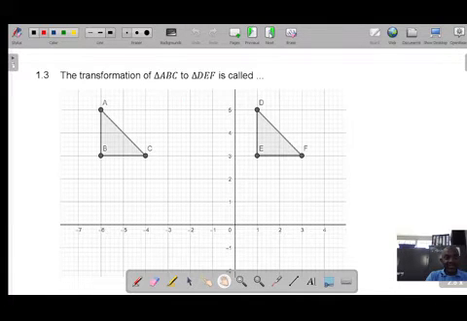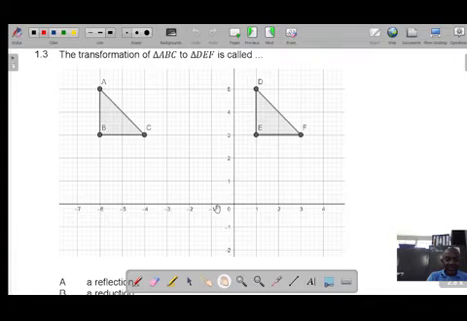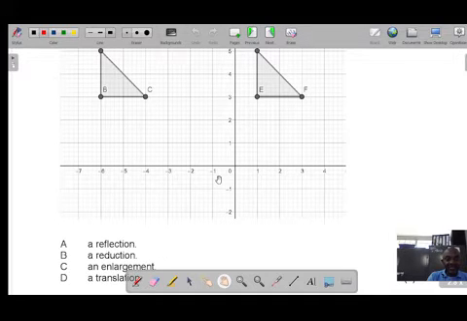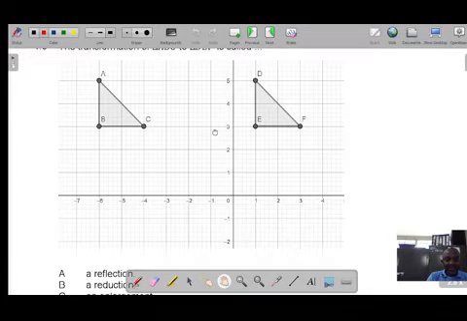1.3 says that the transformation of triangle ABC to triangle DEF is called... Let me read it again. The transformation of triangle ABC to triangle DEF is called. Okay. Now what's a transformation? In grade 9, the transformations which we have are reflection, translation, reduction, and also enlargement.